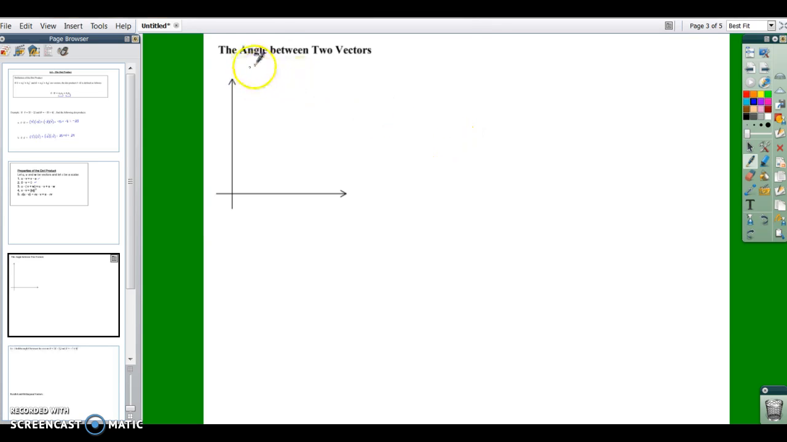Now, what happens when we have two vectors? So let's say I have vector v, and I have vector w. They have an angle between them. We'll call that theta. And I'm not going to go through the whole proof, but if I were to create a triangle here, I could then use the law of cosines to come up with the value for that cosine of theta. And what that would end up giving us is this.